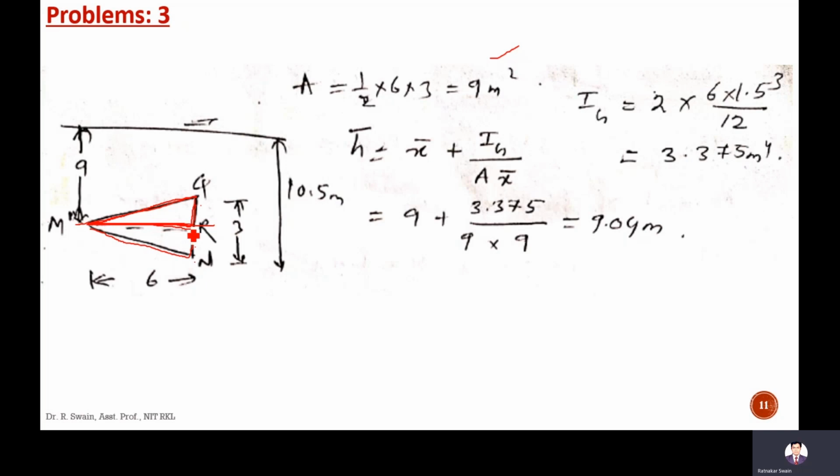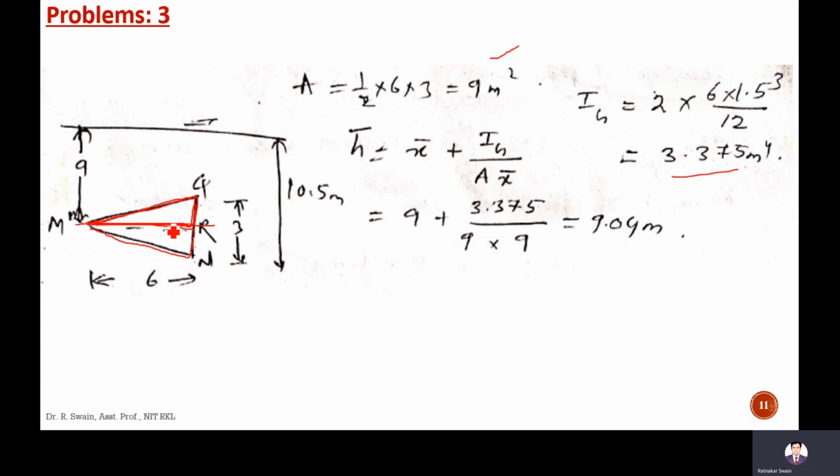For the triangle, it's twice into BH cube by 12. What is B? 6. H is 1.5. So it is coming 3.375 meter to the fourth. And H bar will be X bar plus Ig by A X bar. The X bar is 9.